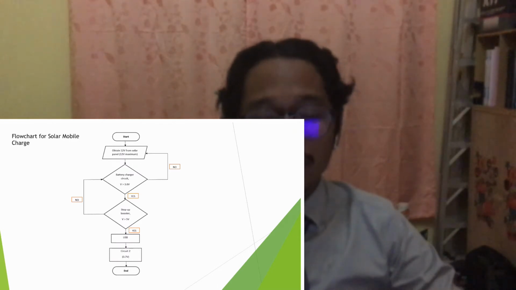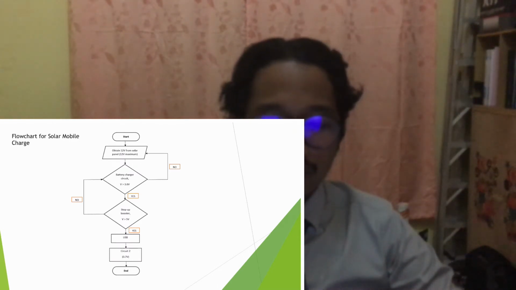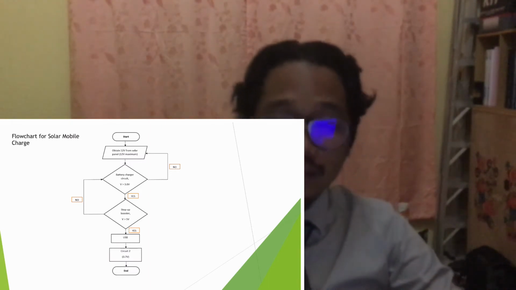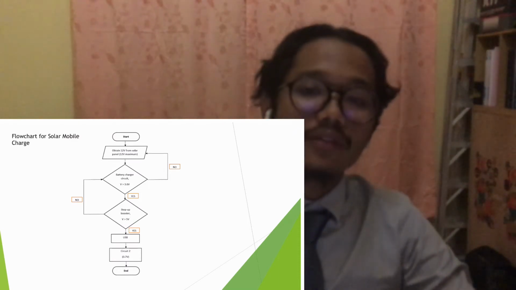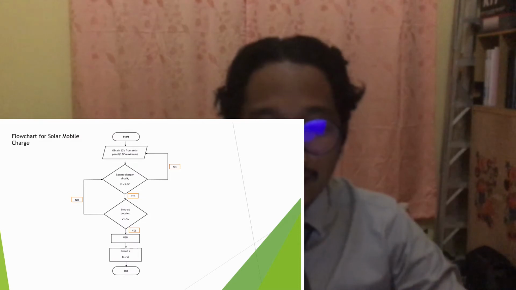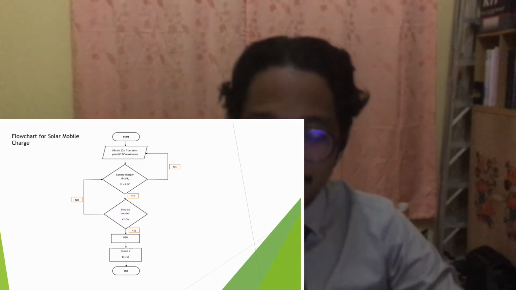After it goes to the USB, it goes to circuit 2, where the voltage is 3.7 volts. After that, it ends.